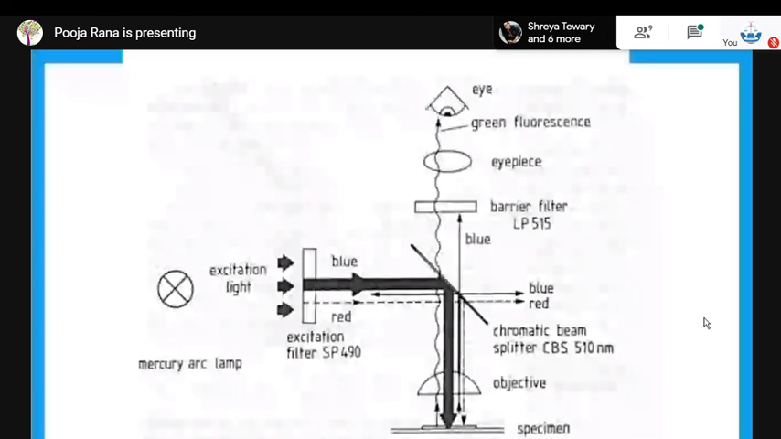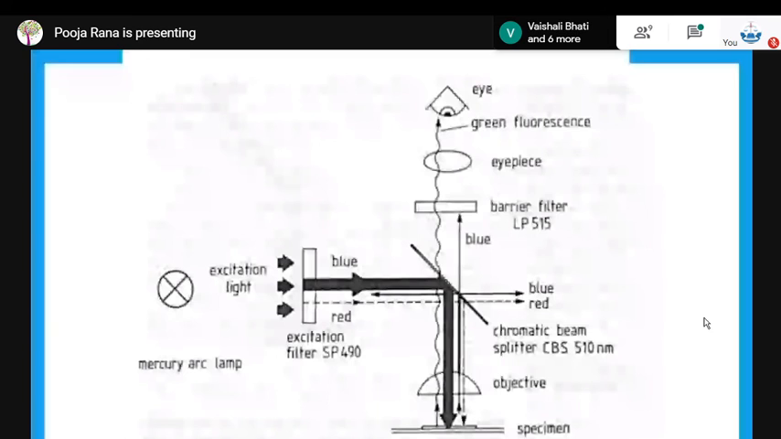to the barrier filter, which is present right before the eyepiece, and this barrier filter would be allowing the light of a particular wavelength. For example, blue light over here would be received by the barrier filter, and the rest of the light which is emitted by the specimen would be crossing the barrier filter and reaching the eyepiece, and thereafter it would be producing, for example, the green fluorescence, and hence you'd be seeing those particular structures or the image of the specimen having a green fluorescence.